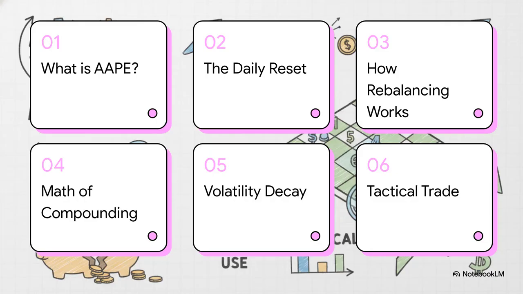Here's our roadmap for today. We're going to cover what the AAP ETF actually is, the daily reset button, how rebalancing works, the math of compounding, the volatility decay trap, and finally, why this is a tactical trade, not a long-term hold.